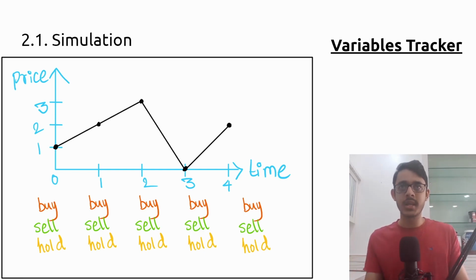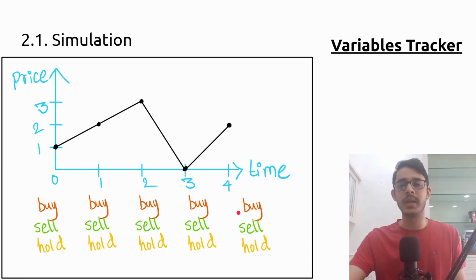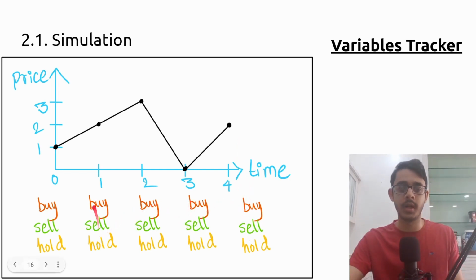Alright, to understand the solution better, I'm going to present to you this visual over here. On the upper side, you see a graph of price versus time, which represents the prices of the stock as time passes on. So for time equals to 0, price equals to 1. Time equals to 1, price equals to 2, so on and so forth.